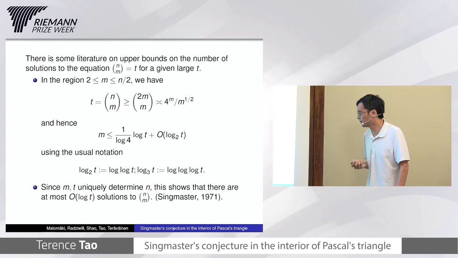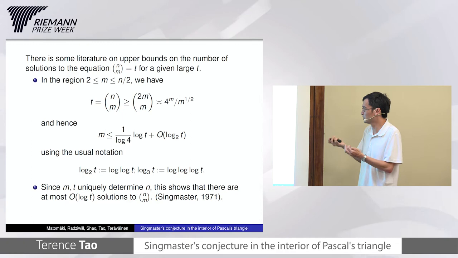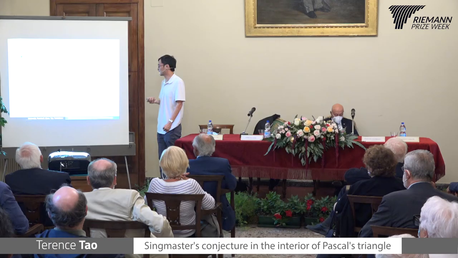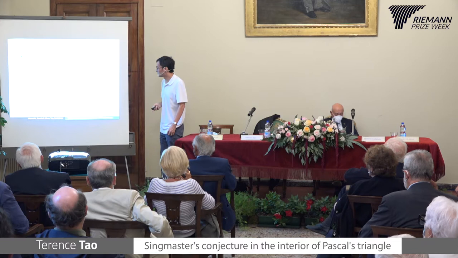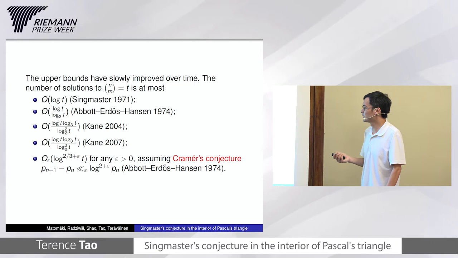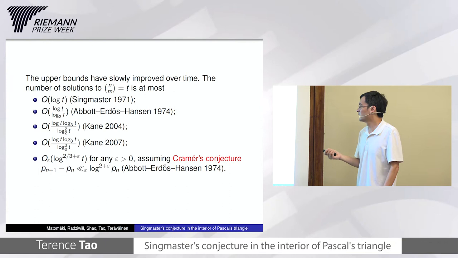And so what this tells you actually is that the total number of solutions to this equation can only grow at most logarithmically in t. It can only be as big as log t, which isn't bounded, but it's not too big. So people have tried to improve this log t bound by a little bit, but only tiny improvements have been made. So as I said, it's very easy to prove the number of solutions is about size log t, and then various mathematicians improved it.